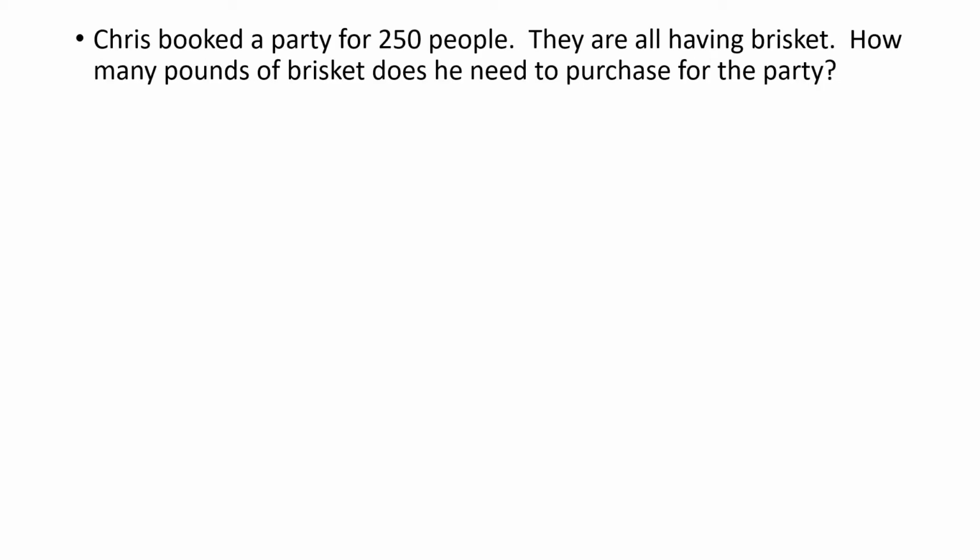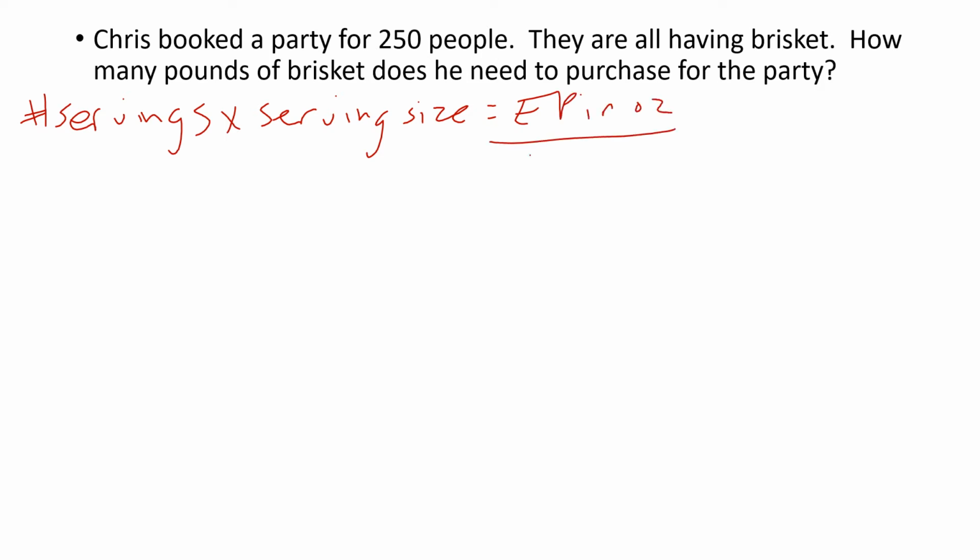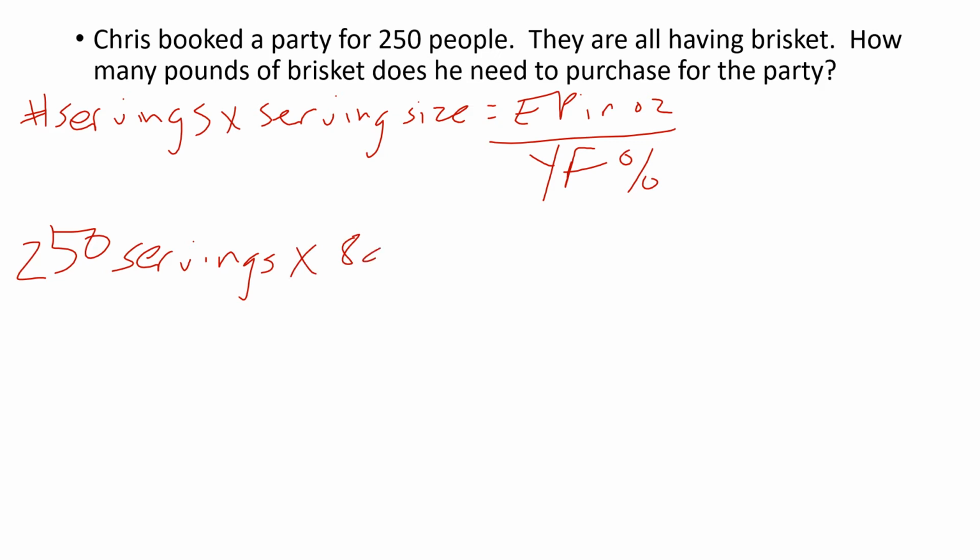All right, so we start with the number of servings, and we multiply by the serving size, and then that is our edible portion in ounces. We divide by our yield factor percentage, so that we can figure out how much we need to order. We're going to lose some in process. So our servings was 250. Times 8 ounces gives me 2,000 ounces.